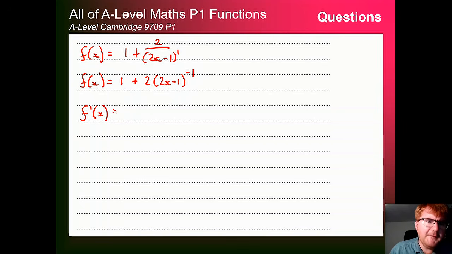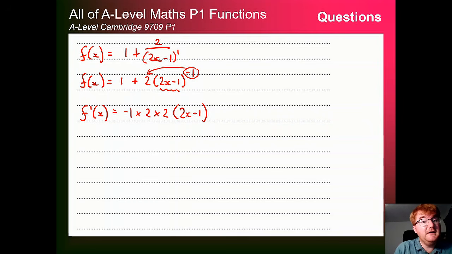So, first of all, if we differentiate 1, that's going to disappear. And this is now the tricky part, working with the bracket. But let's take our time and work our way through. First of all, we take the minus 1, bring it to the front. So we get minus 1 times 2 times the derivative of what's inside the bracket. Well, the derivative of 2x minus 1 is just 2. Then we copy our bracket and reduce the index by 1, so minus 1 becomes minus 2. If we simplify this down, 2 times 2 is 4, 4 times minus 1 is minus 4.